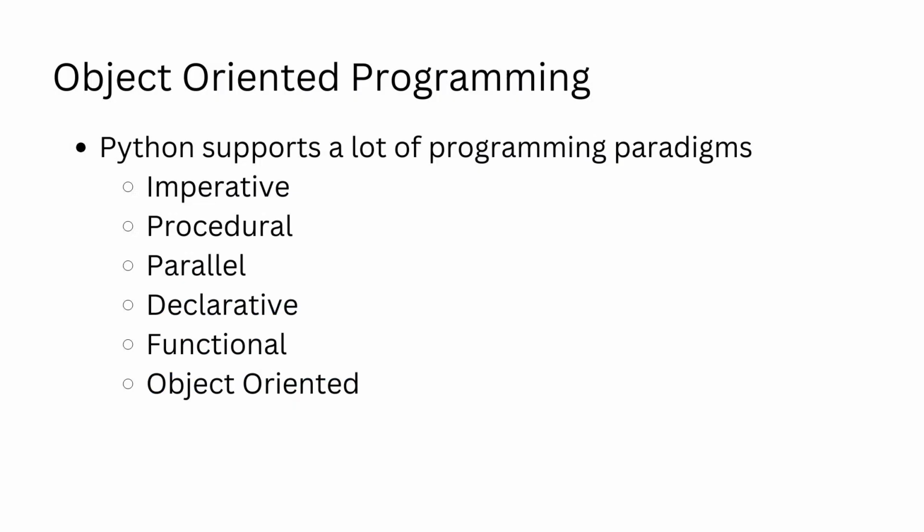Let's jump right in. We know that Python supports a lot of programming paradigms. Python supports functional programming, and we learnt about functions in an earlier session. Python also supports imperative, procedural, declarative, and parallel programming. Imperative programming is providing instructions in sequence. It focuses on how the result should be achieved.